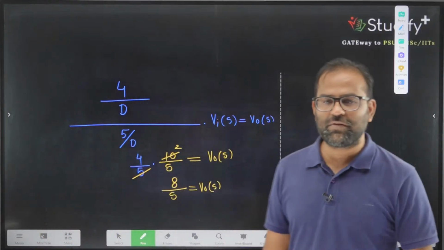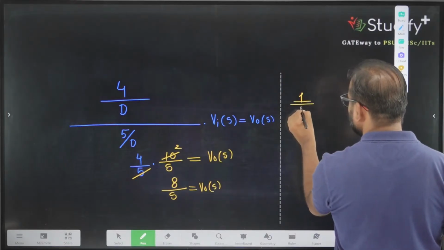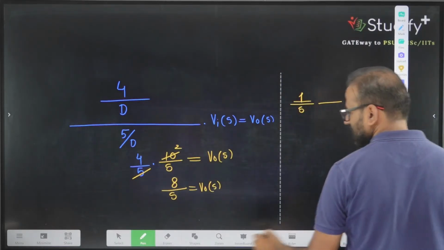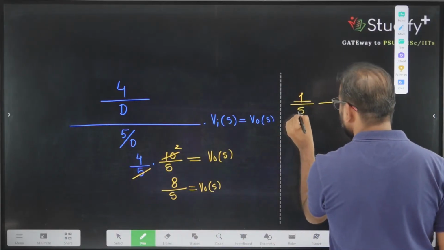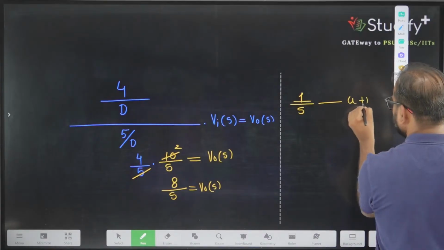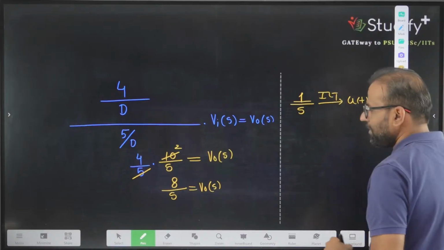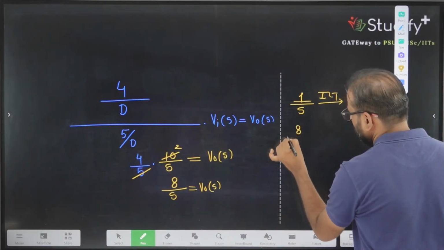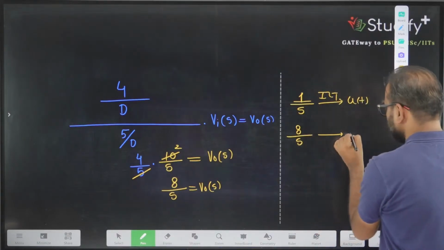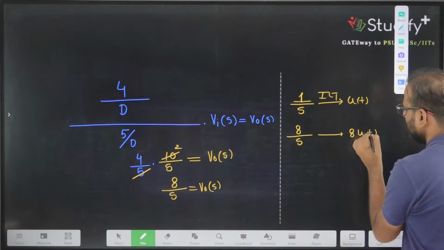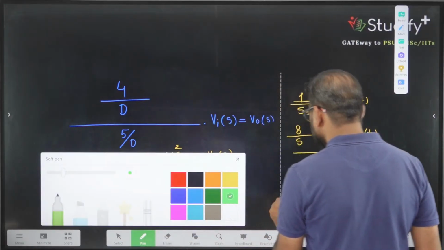If we know the inverse Laplace transform of 1 by S is u of t, then what is the Laplace transform of 8 by S? Because this is a linear transformation, multiply both sides by 8. This will be what? 8 times of ut. So what is the correct answer? The output voltage is given by 8 times of ut.